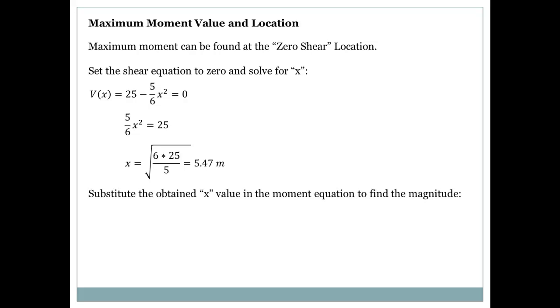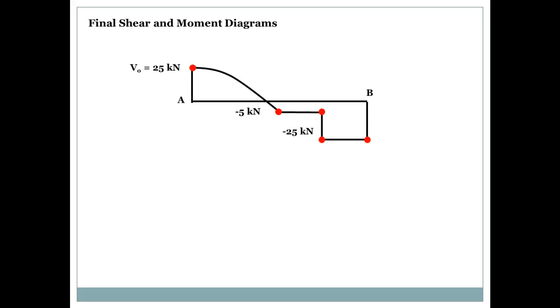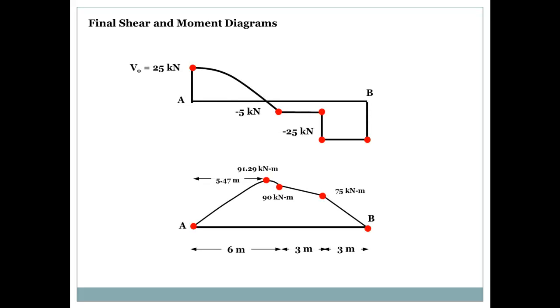Now, what about the value of this moment? We take this x and substitute it into the moment equation. The moment equation, we have it like that, and if we substitute 5.47, we will have 91.29 kilonewton meters. So the final shear diagram looks like this, and the final moment diagram will look like this. That's it for today, and thank you for watching.